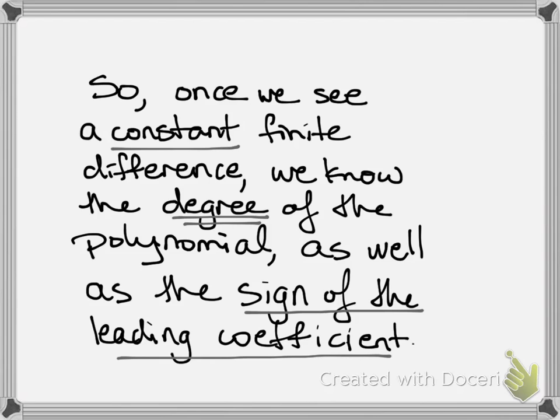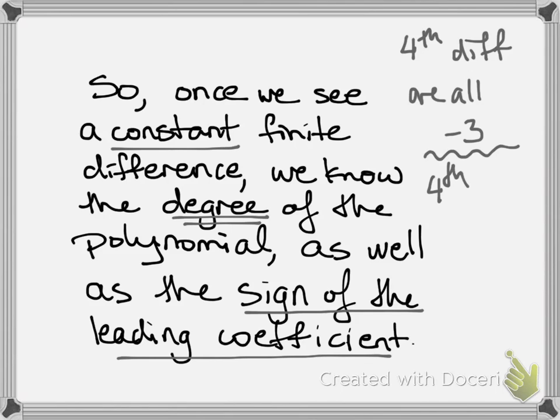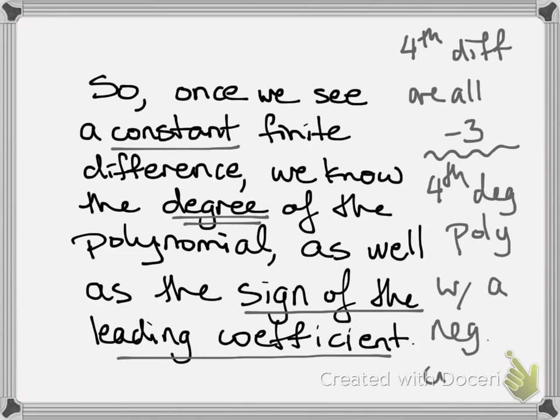So that means if the fourth difference happens to be constant, and they are all -3, this means that we have a fourth degree polynomial with a negative leading coefficient. Okay, that's it.